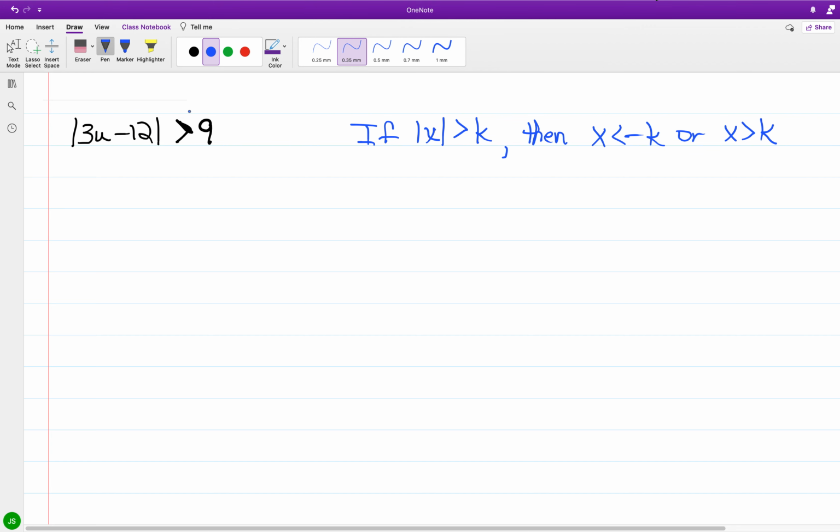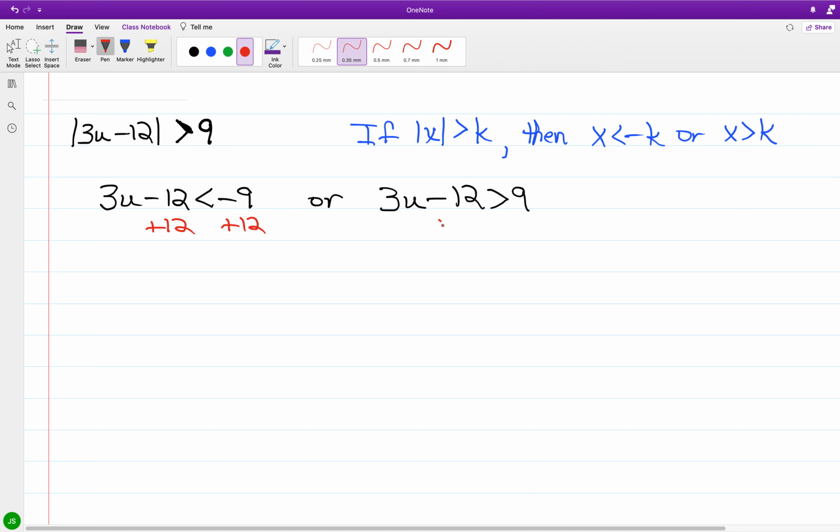Having x represented by 3u minus 12, upon removing the absolute value notation, we will have at the lower end 3u minus 12 is less than negative 9, and at the upper end 3u minus 12 is greater than 9. And if I isolate the u term in each inequality, adding 12 to both sides.